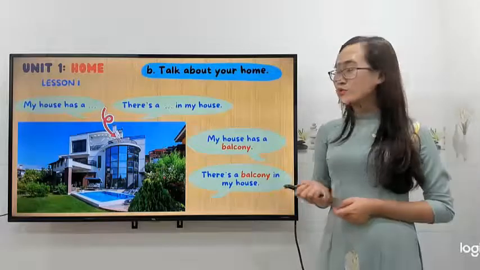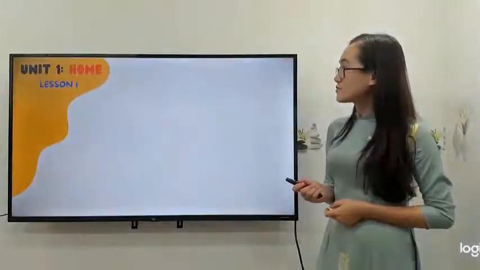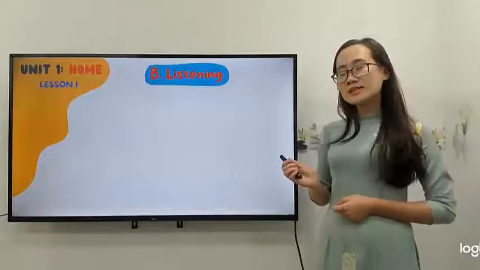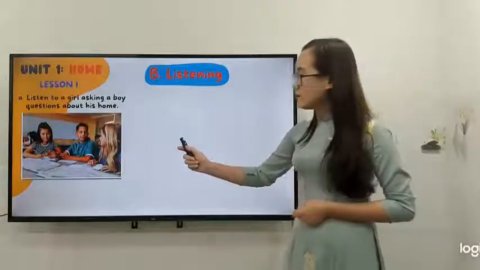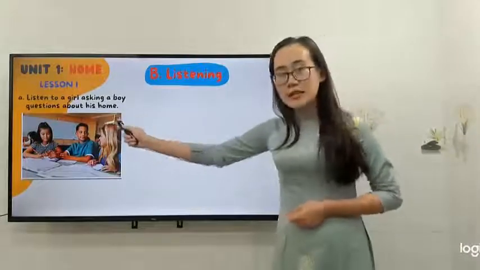So now, let's move to the next part. Part B, listening. And everybody look at the picture. What can you see in this picture?